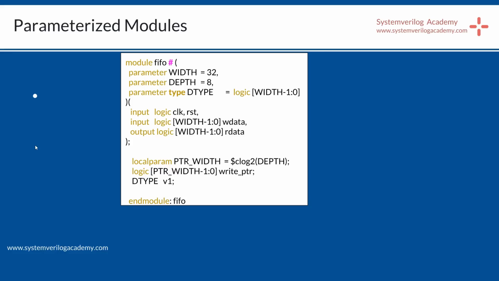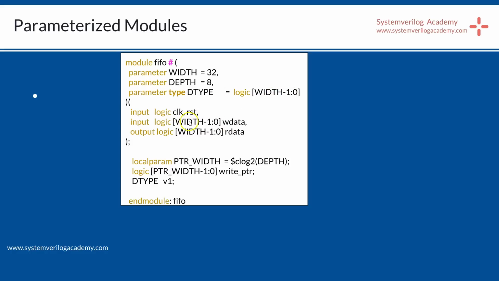Here is an example of defining and instantiating a parameterized module. The module name is FIFO, and it has 3 parameters. Out of them, width and depth are value parameters, and dType is a type parameter. Default values are specified for all these parameters. Thus the default dType will be of logic [width-1:0]. The port list uses these parameters.